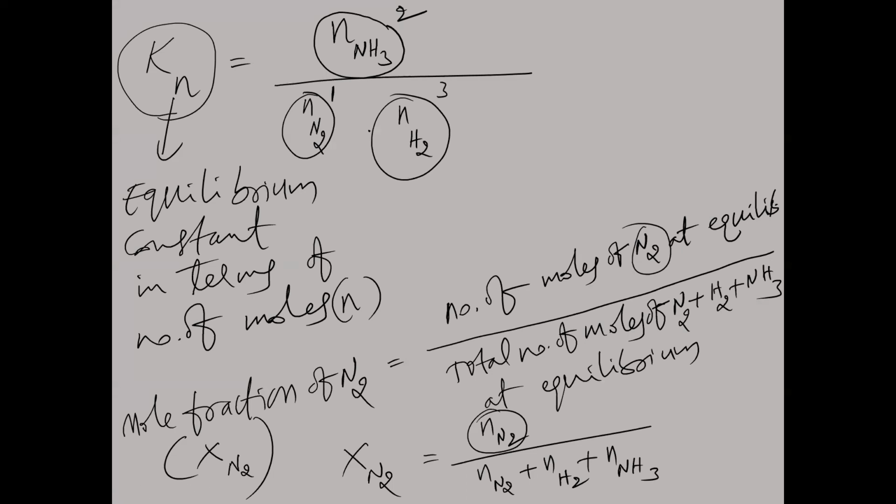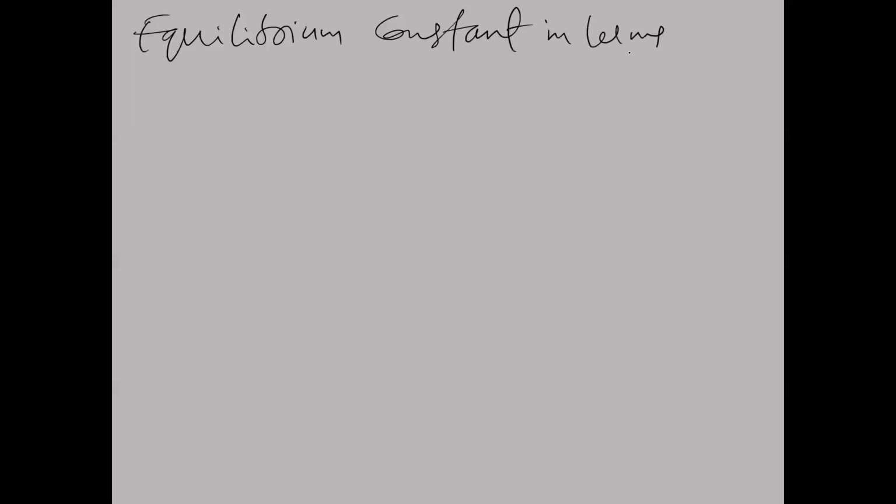Then we can calculate Kx. Kx means equilibrium constant in terms of mole fractions. Now here what we have written? Kn. Okay. Take the screenshot now. Yeah. Now next here Kx I'm writing. Kx means equilibrium constant in terms of mole fractions.